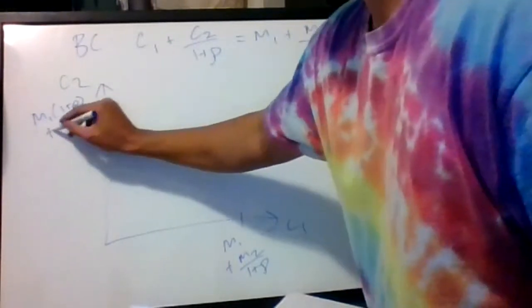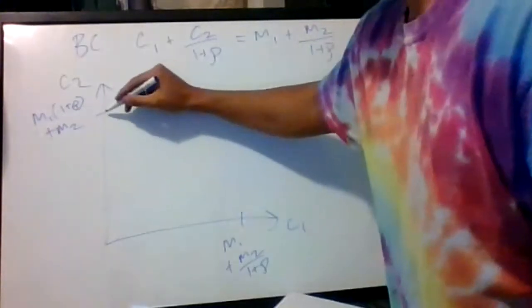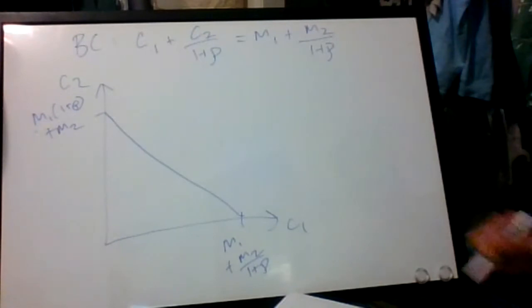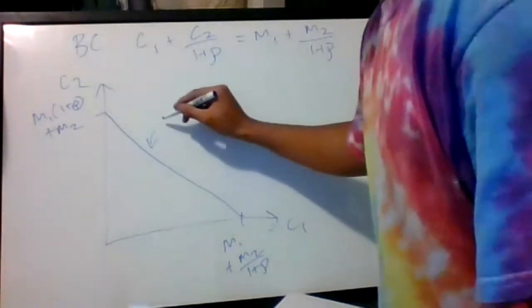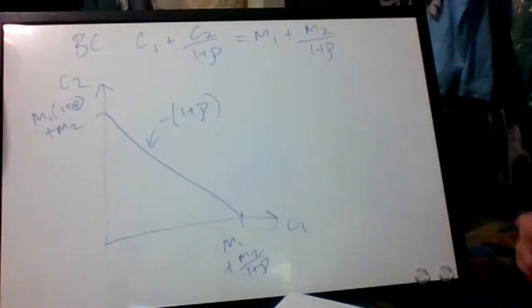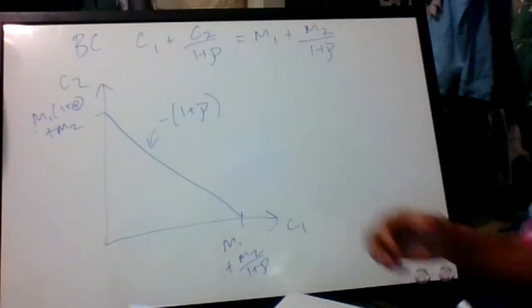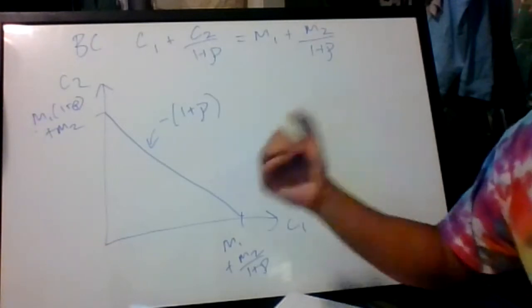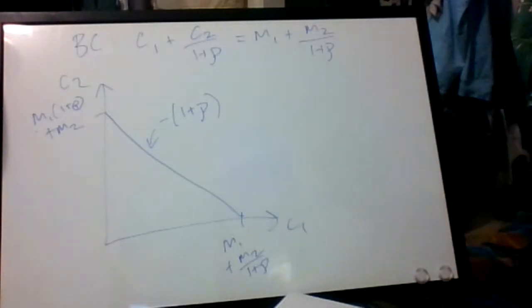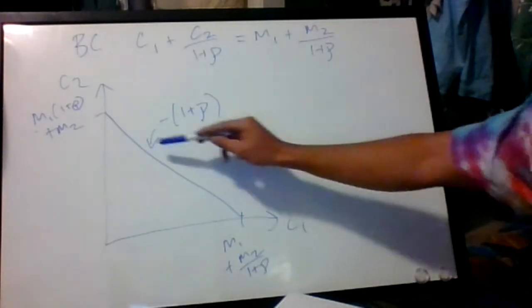plus M2. And we're going to be able to form a straight line from there, where the slope is going to be -(1 plus rho). That should make sense because the rate at which we can move between period 1 and period 2 is 1 plus rho. And so it only makes sense that this is the slope of the budget constraint.